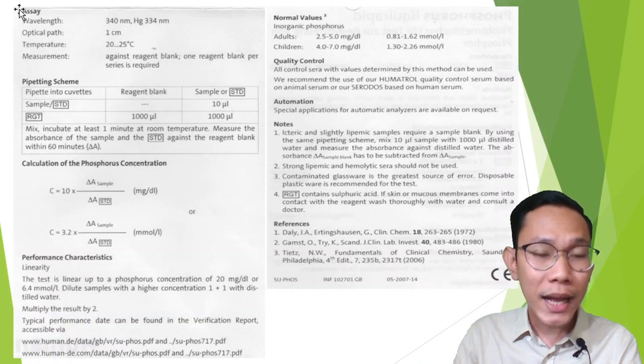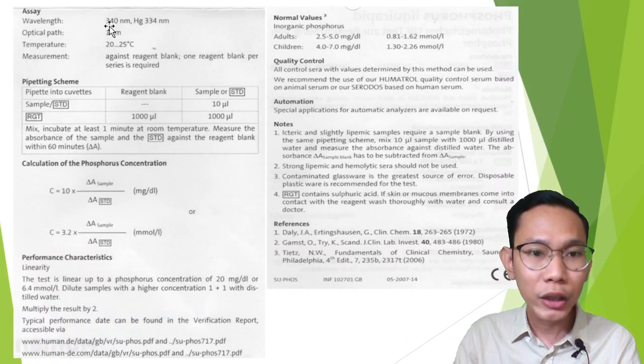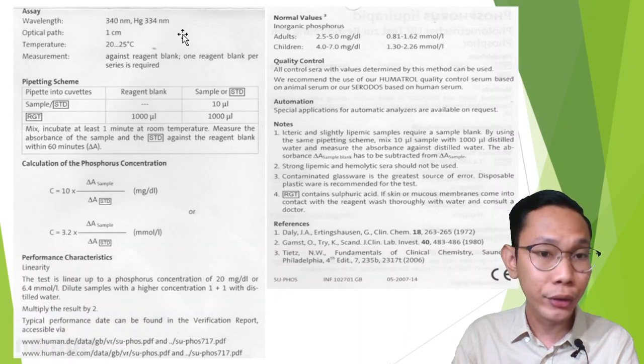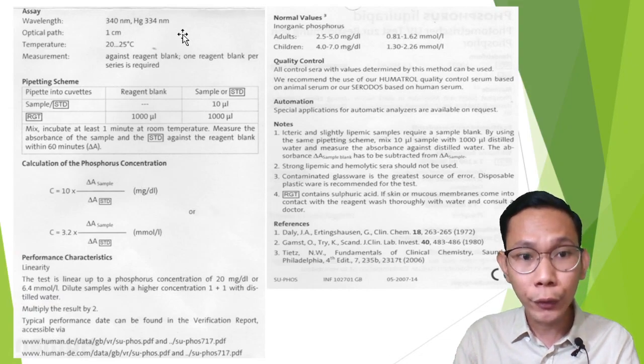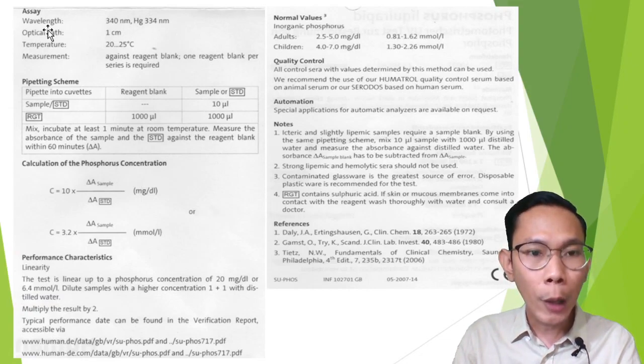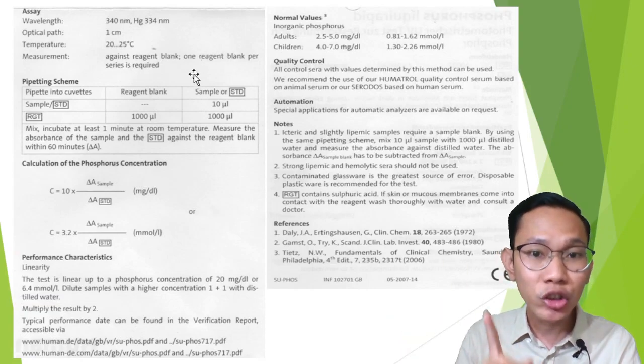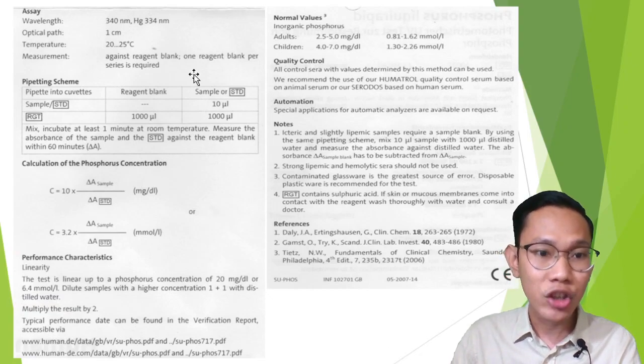So for our assay, anong wavelength natin? Ito ang ginagamit natin na wavelength, either 340 or 334 nanometer. So for the optical path, 1 cm, hindi na yan. Basta ang measurement, tingnan nyo, against reagent blank. 1 reagent blank per series is required. So meaning, sa isang batch ng phosphorus determination, kailangan it's against your reagent blank.